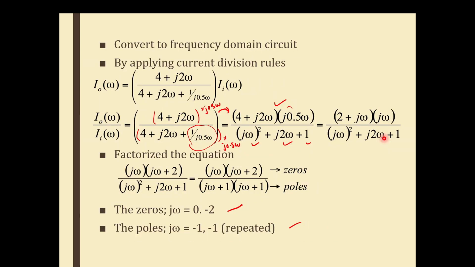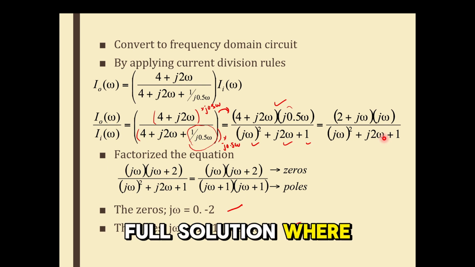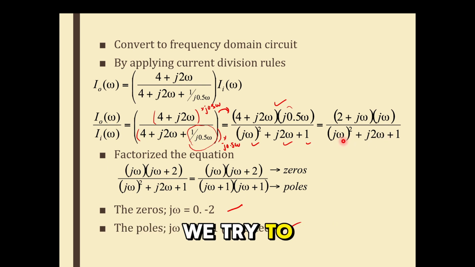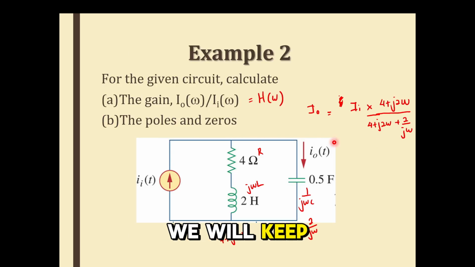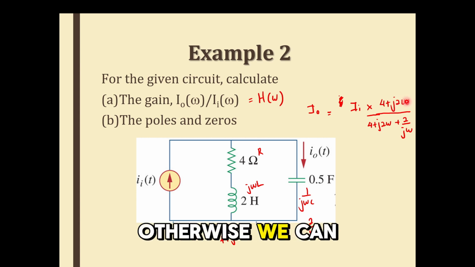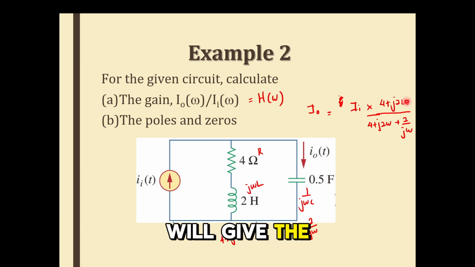Okay. So here is the full solution where we try to eliminate. It's not like we will eliminate everything. We will keep the term if it is in this form, if it is not 1 over j. Only if it is like 2 over j omega will we try to eliminate it. Otherwise we can keep it, because that actually will give the poles and zeros.